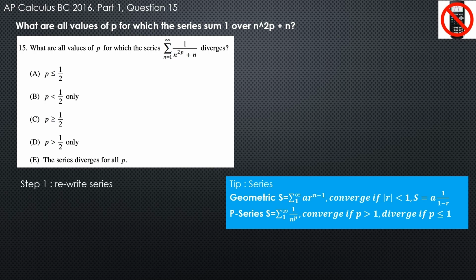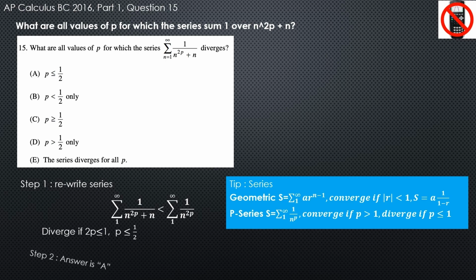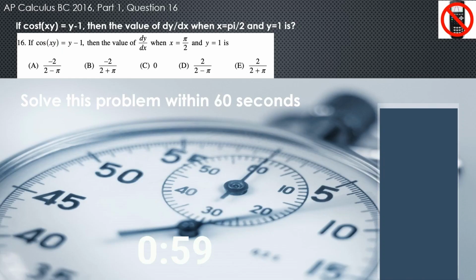Step 1. Rewrite the series. The sum from 1 to infinity of 1 over n to the power 2p plus n is less than the sum from 1 to infinity of 1 over n to the power 2p. It's a P-series. To diverge, 2p should be less than or equal to 1. The answer is A. Solve this problem within 60 seconds.